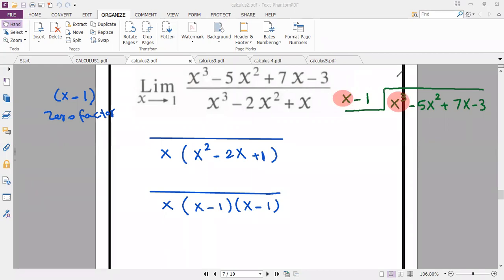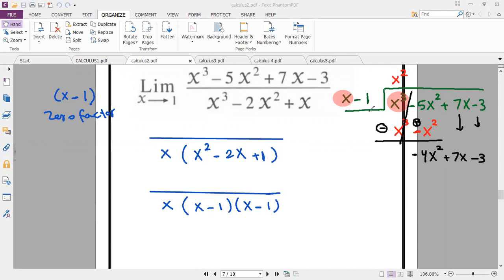So x cubed divided by x is going to be what? x squared. Then multiply by all. x squared multiplied by x is going to be x to the power of 3, and x squared multiplied by negative 1 is going to be negative x squared. And then subtract, change signs. This one is going to be negative and this one is positive. Cancel x cubed and negative x cubed. Then you will get negative 5x squared plus x squared, so it will be negative 4x squared, and then drop 7x down and drop negative 3 down.